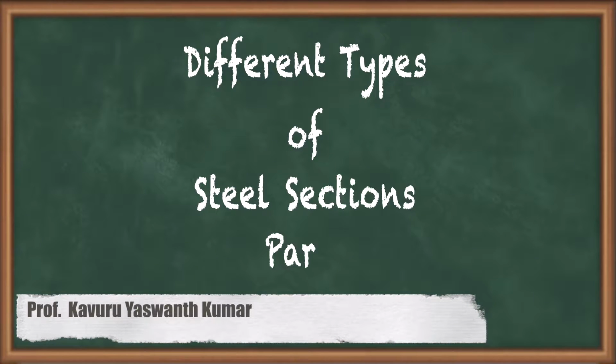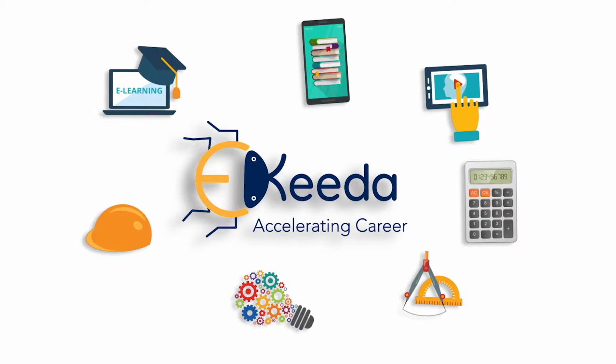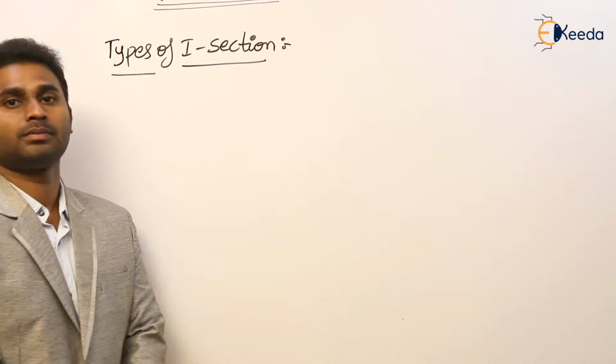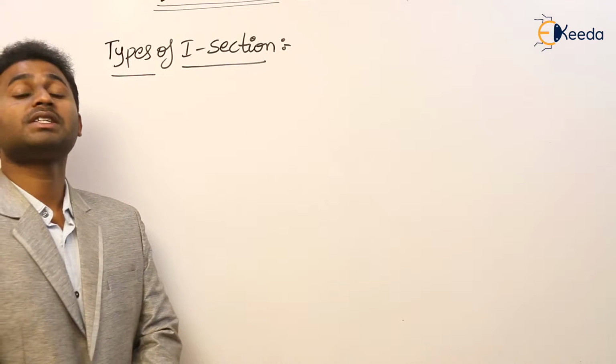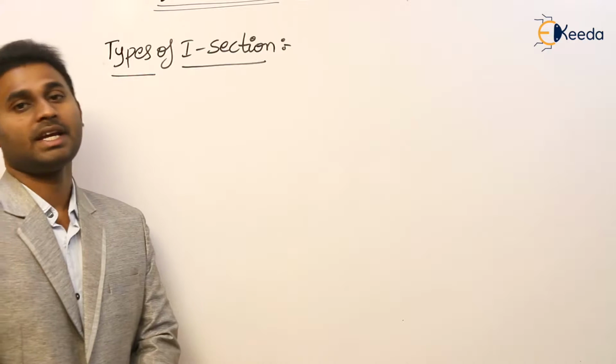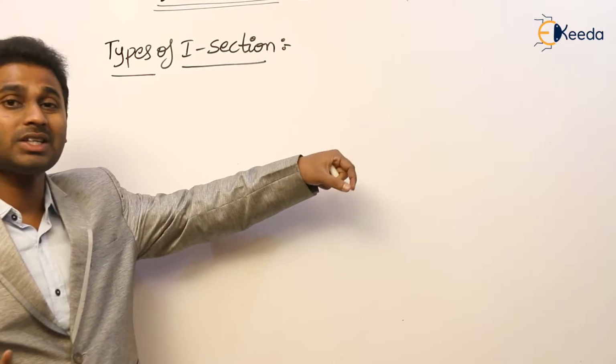In this lecture, we continue our discussion on different types of steel sections, part 2. So, types of I section. Now let us see how many types of I section are being manufactured in the industries, as mentioned in the steel table.